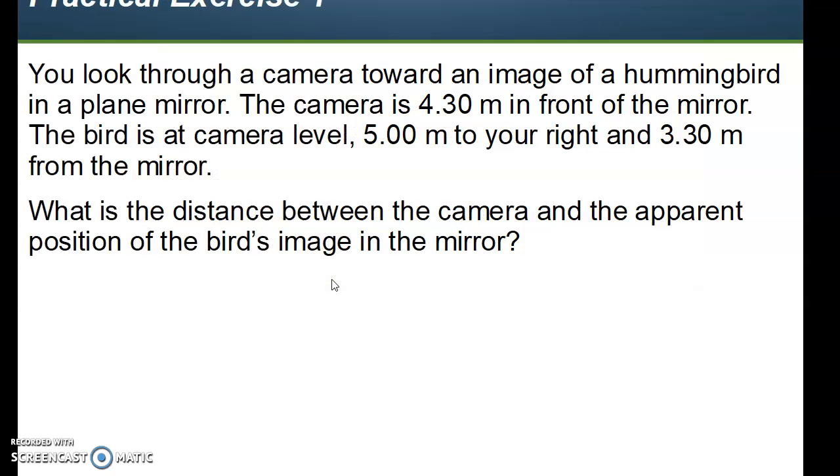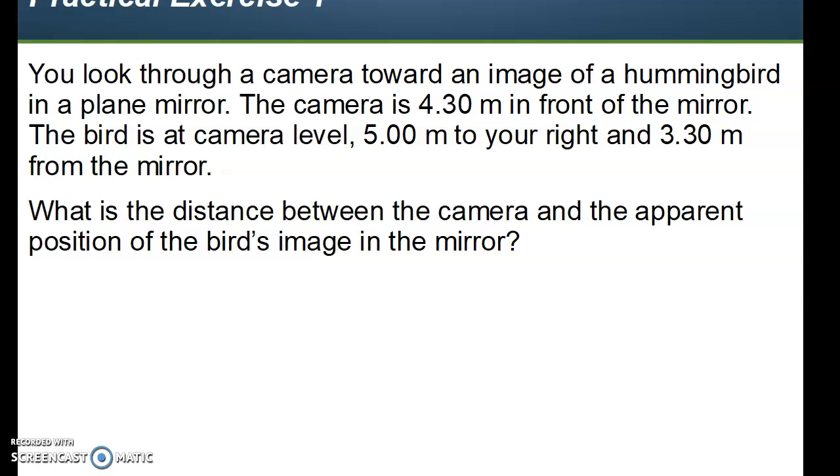Practical exercise 1, and this is problem number 1 at the end of this chapter. You look through a camera towards an image of a hummingbird in a plane mirror. The camera is 4.30 meters in front of the mirror. The bird is at the camera level, 5 meters to your right, and 3.30 meters from the mirror. What is the distance between the camera and the apparent position of the bird's image in the mirror?